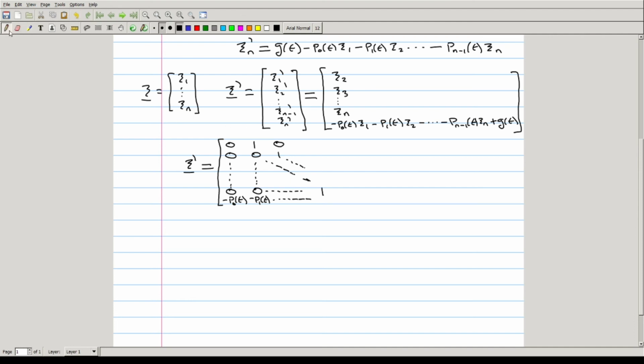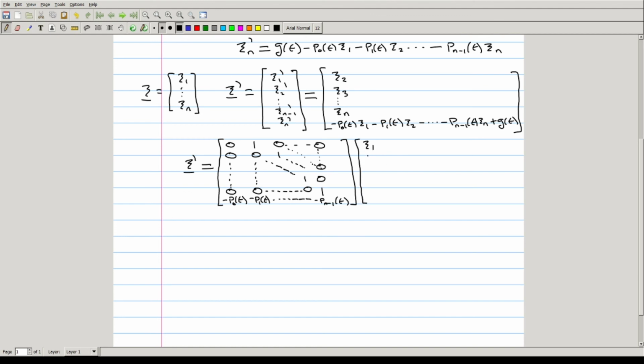Just to give a reminder, this is going to be a 0. This term's going to be a 0, this term will be a 1. This will be negative p_{n-1} of t. Then these zeros go all the way up to here, all the way down to here. So it's this matrix multiplied by xi.